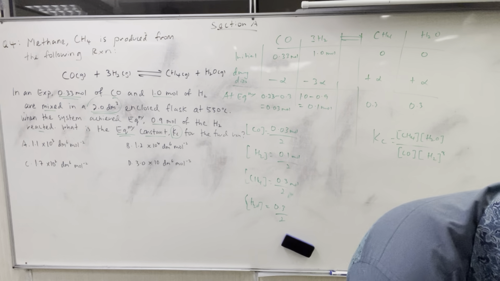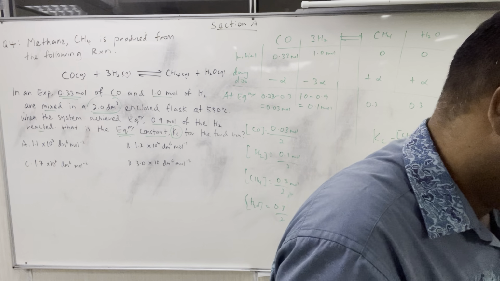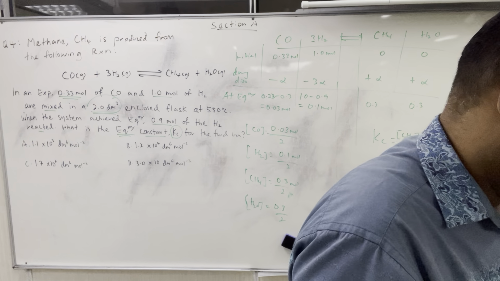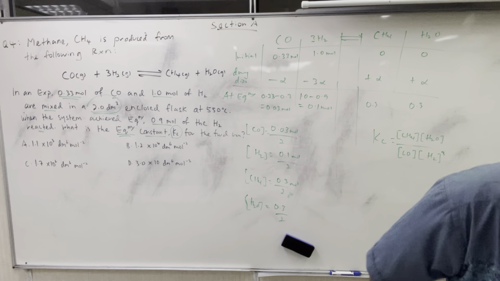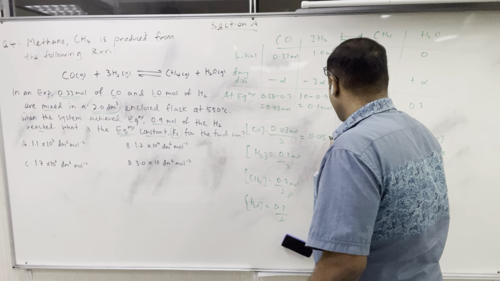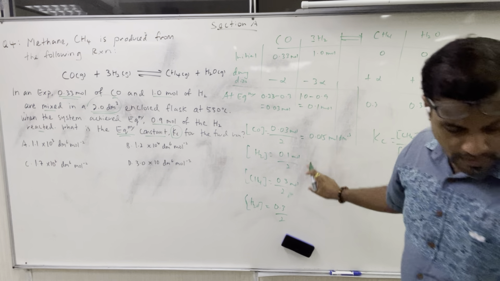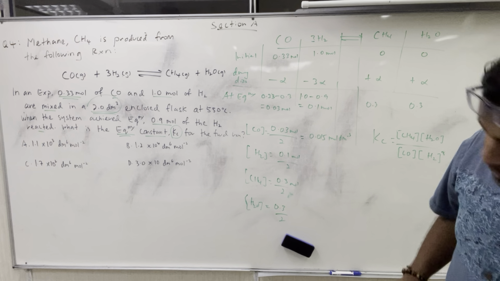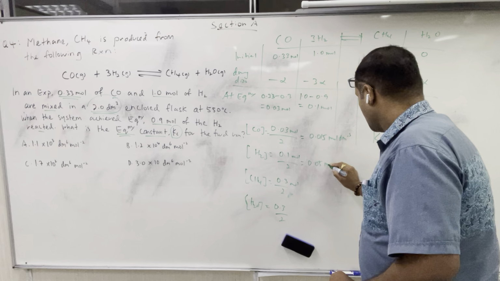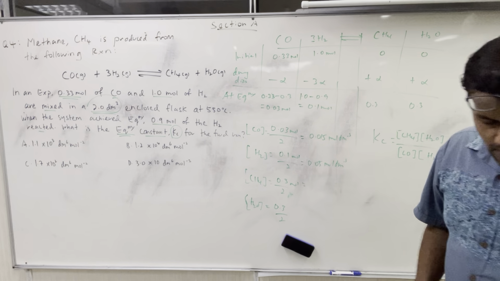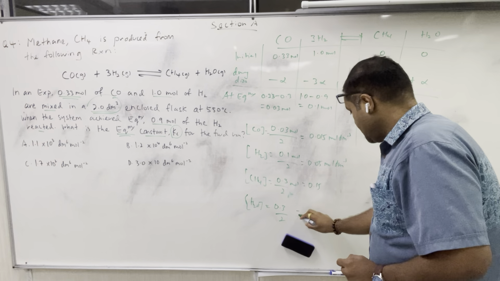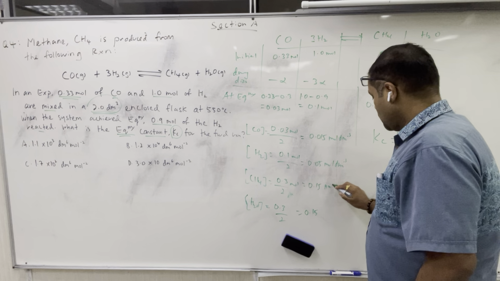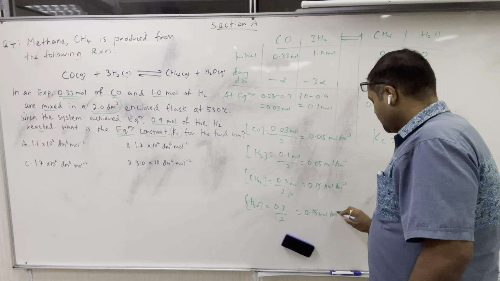Let me use my calculator to find all the values. So I get 0.015 mole per dm cube. And the next one is 0.05. The next one is 0.15. So I'm getting 0.15, same as this, right? So I already got all the concentrations of the products and reactants.